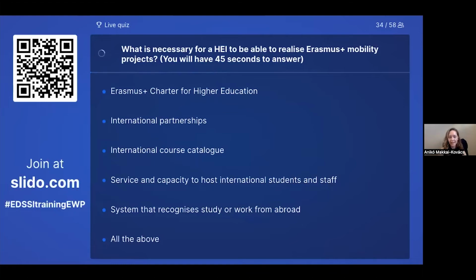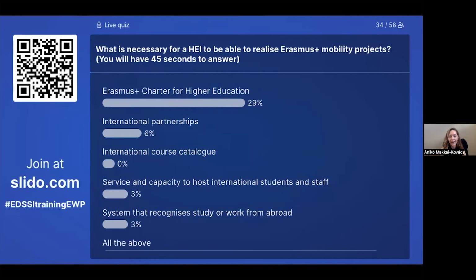And let's see. Very good. So actually, this was a very tricky question because there were no wrong answers. Actually, all of these things can be necessary, but you guessed very well that the most important is an Erasmus charter for higher education and international partnerships.